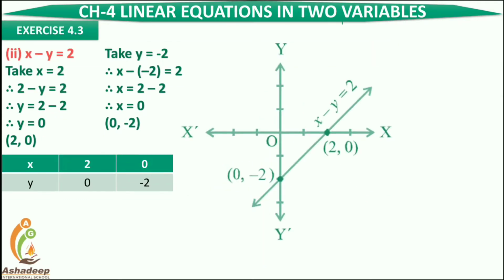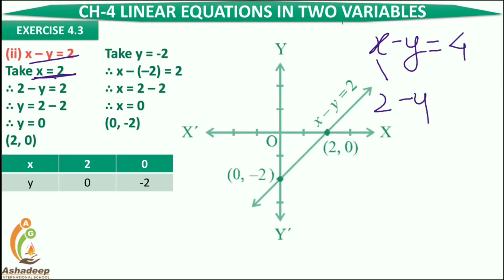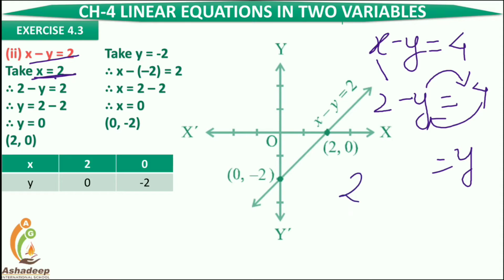Let's move to the next question, and that is x minus y is equal to 4. Here I'll take x is equal to 2. You can take any value that you are comfortable with. I'm comfortable with 2, so I will take 2. So put x is equal to 2, minus y is equal to 4. Now this 2 goes to the other side, it becomes minus, so 2 minus 4 is nothing but minus 2.